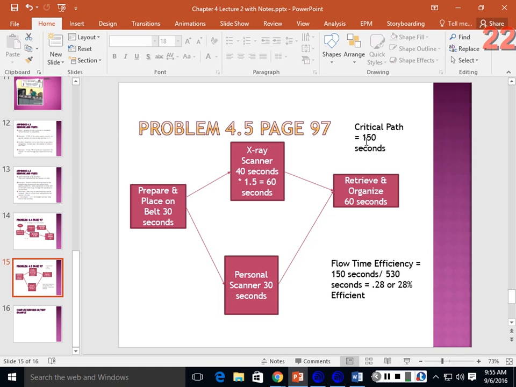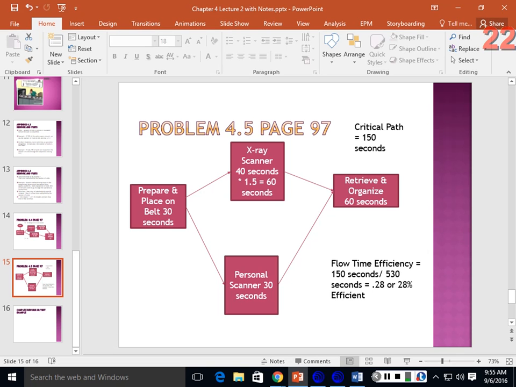Okay, a sample of 20 passengers was selected at random and the time required for each to clear the security check was recorded. The average of the individual times was 530 seconds. Okay, so now you know that's going to include their wait time, right? And so we're saying that the theoretical flow time is 150 seconds and the average time per person is 530 seconds. So we can calculate our flow time efficiency, which is going to be 150 divided by 530 or 28%. So they're spending 72% of their time waiting, right? That's as we look at that.